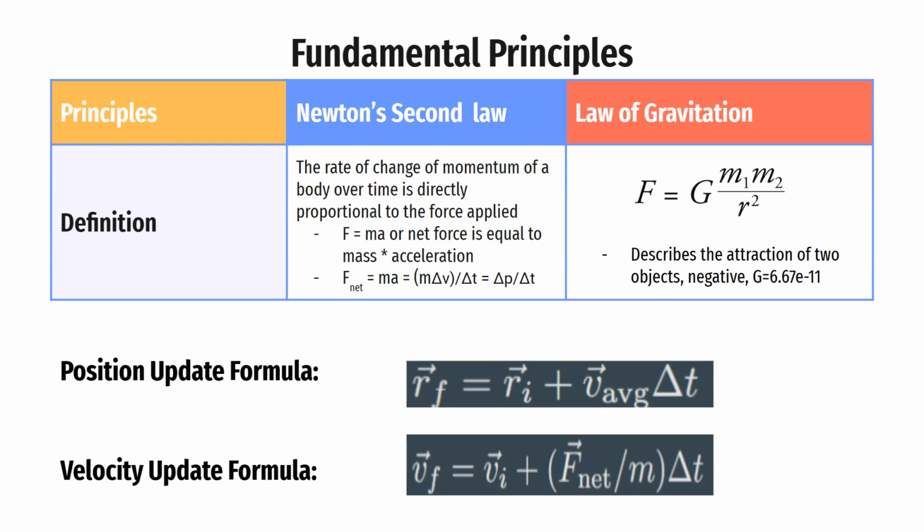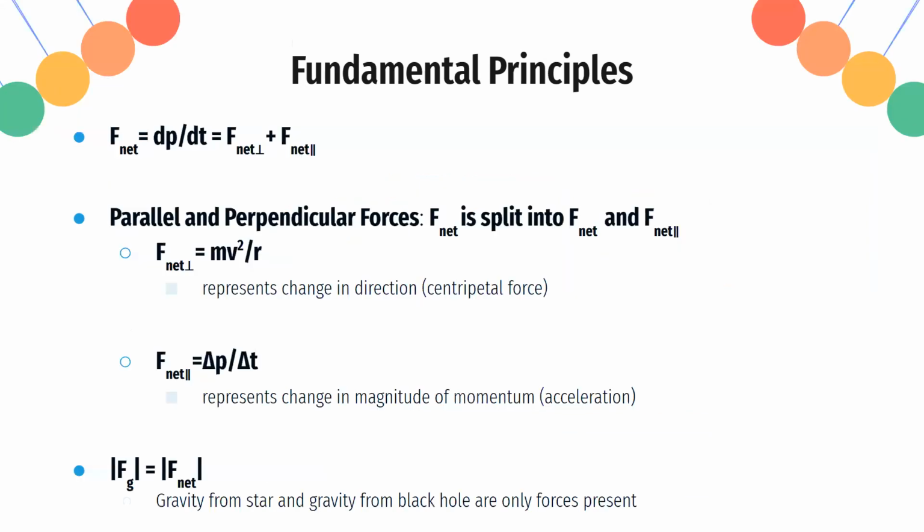And the law of gravitation, which is another important subject in this lab, describes attraction between two objects, and it is equal to the gravitational constant, which is 6.67 times 10 to the negative 11, times the product of two masses over the distance between the two objects squared. We also looked at the two update formulas, the position and velocity formulas that we've been using so far in the course, and that allows us to determine the change in object position and velocity over time.